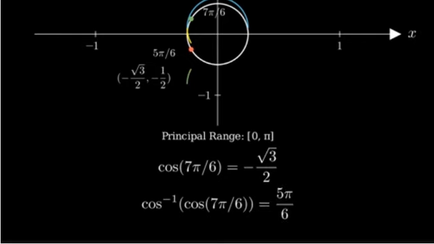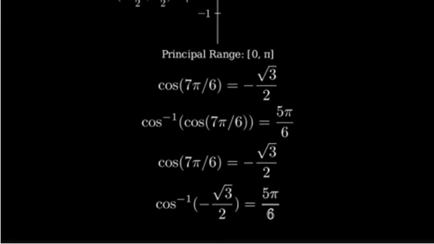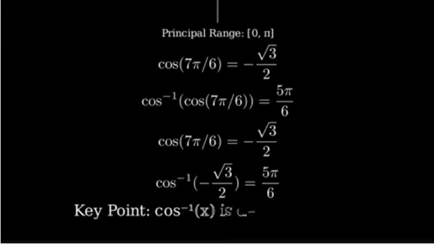To verify this, when we take cosine of 7 pi over 6, we get negative square root of 3 over 2. Then, when we take cosine inverse of that value, we get 5 pi over 6, because that's the angle in the principal range that has that cosine value. Remember, when working with inverse trigonometric functions, always consider their principal ranges. For cosine inverse, that's 0 to pi.